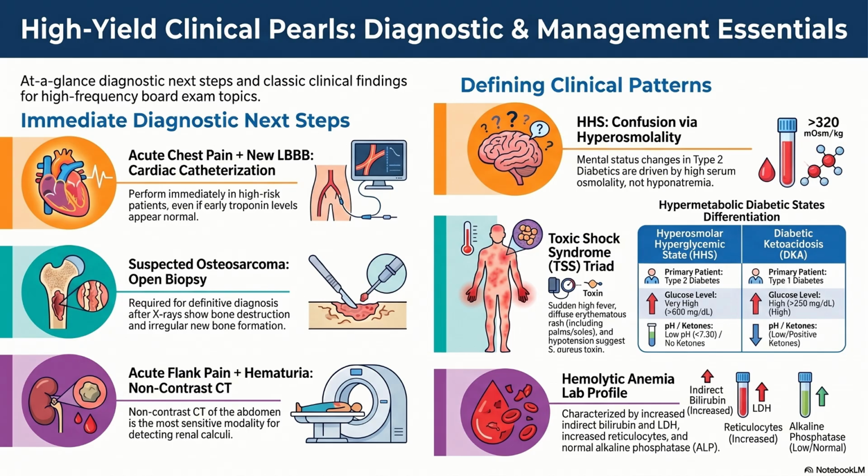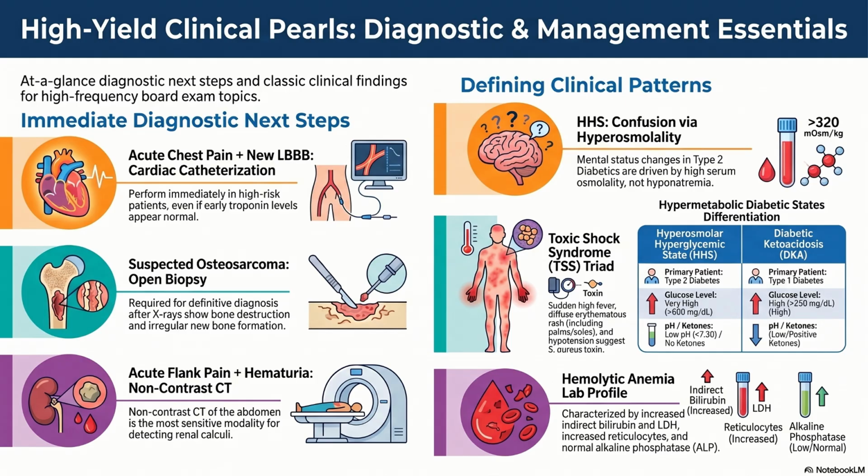Here's another metabolic trick, this time in the ER with a diabetic patient. An elderly man with a long history of type 2 diabetes is brought in by ambulance in a state of profound confusion, muttering nonsensically. Another altered mental status case. His lab work comes back, and his blood glucose is a staggering 890 mg/dL. When I hear diabetic with massive blood sugar and altered mental state, my brain immediately jumps to diabetic ketoacidosis, DKA.